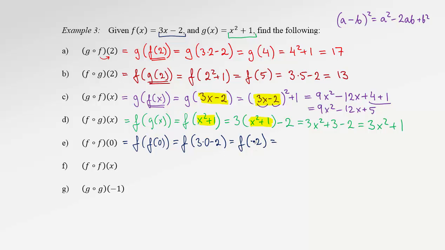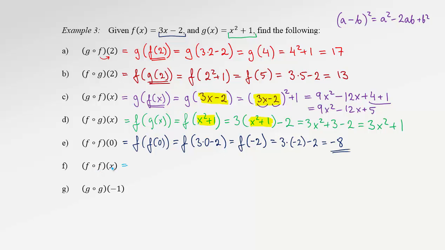And now we need to evaluate the same function, but at a different point, at negative 2. So we have 3 times negative 2 as the input, minus 2. Okay, so we have negative 6 and negative 2, altogether negative 8. So that's the value.